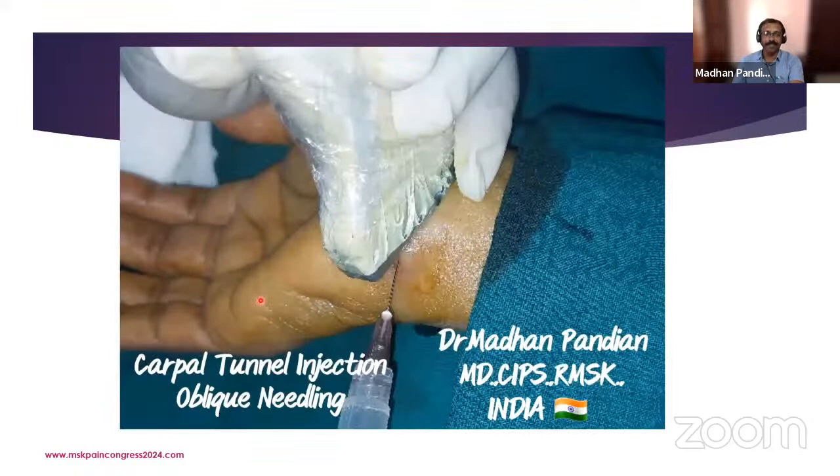Exactly, for a mild to moderate case, which has a median nerve cross-sectional area of less than 18 millimeters square, and who has mild to moderate carpal tunnel syndrome, you can go in for a carpal tunnel injection using 5% dextrose. I have just demonstrated a technique here.